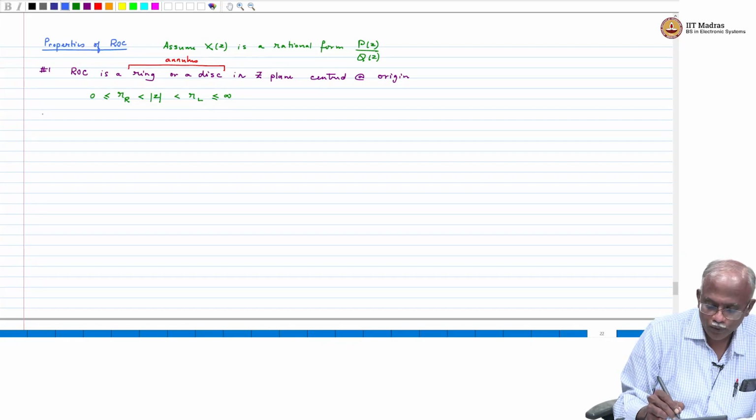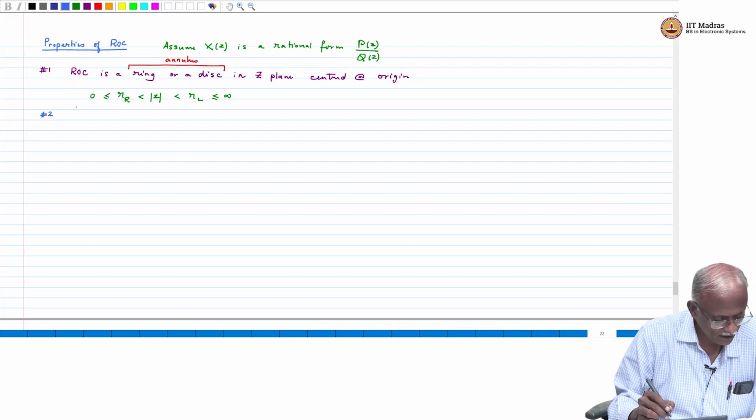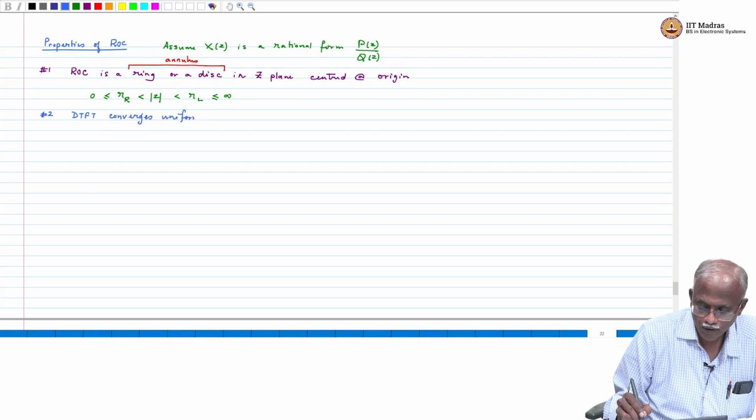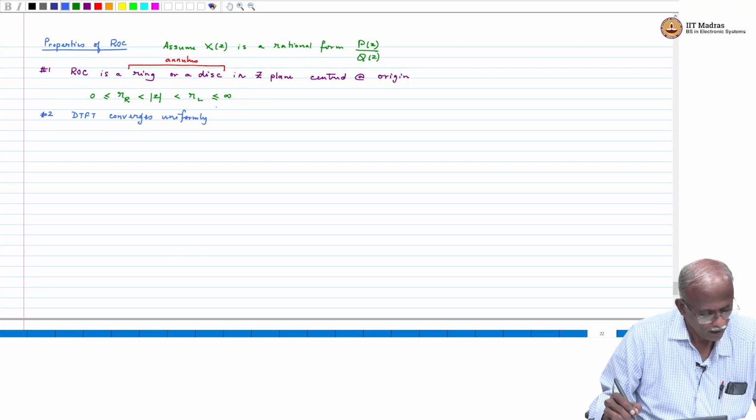Okay, property number 2. This is a well known property, something that we have almost stated already, but let us write it down. The discrete-time Fourier transform converges uniformly if the ROC includes the unit circle.